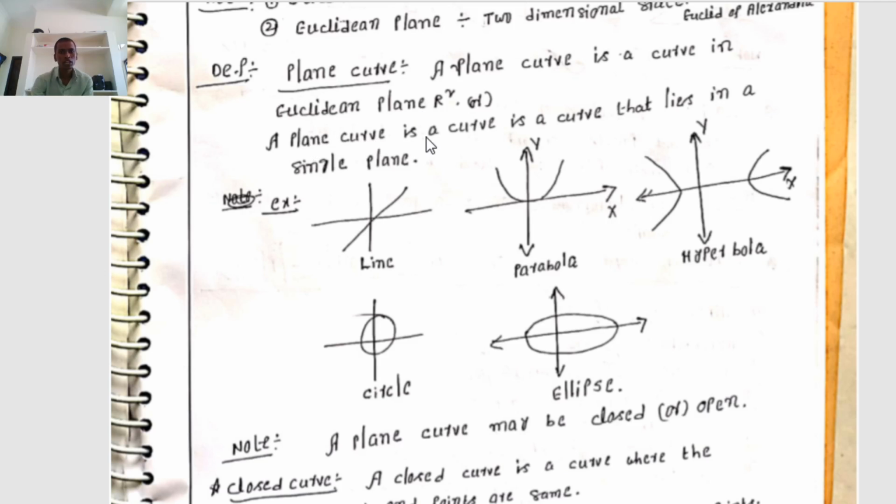Another definition: a plane curve is a curve that lies in a single plane, the xy plane. For example, we can draw a line in the xy plane. Next, a parabola, a hyperbola, a circle, an ellipse. Examples of plane curves are line, parabola, hyperbola, circle and ellipse. These all are plane curves.